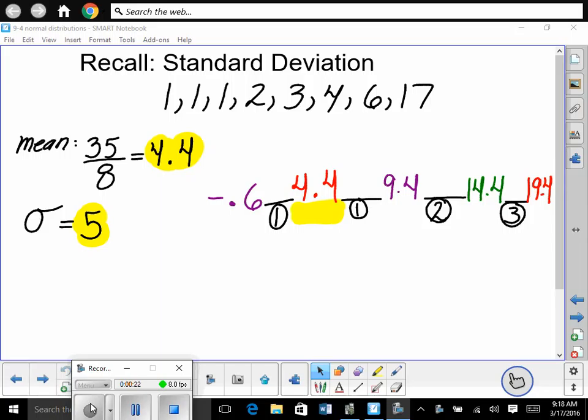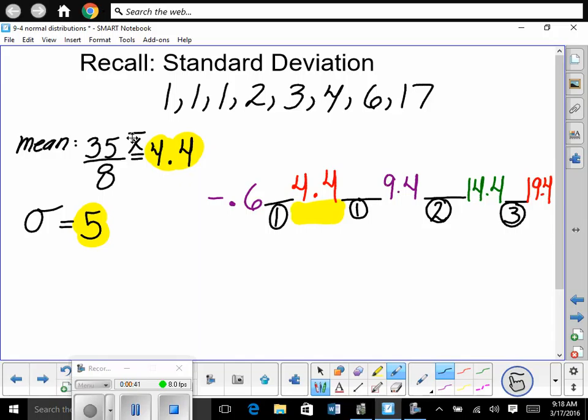Or you can use your calculator, right? Remember the one variable statistics, which gave me also the same thing, 4.4. So remember, mean is x bar notation. So our x bar was 4.4, which means the average of this data set was 4.4, and then our standard deviation was 5. So there's a standard deviation of 5 from the mean.